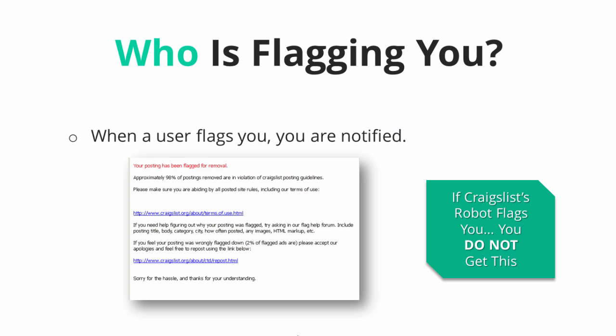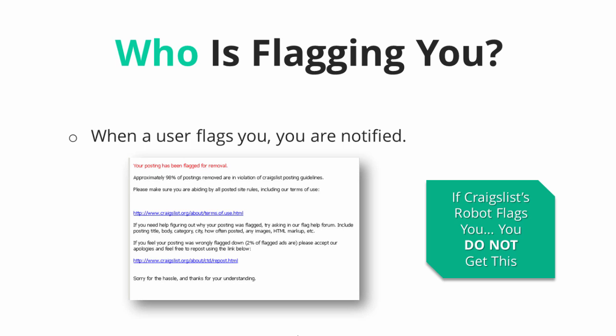The next thing you have to understand is who is actually flagging your ads in the first place. Is it Craigslist or is it your competitors? It's very easy to tell who's doing this. When a user actually flags you and it's not Craigslist doing it, you'll get a notification email from Craigslist saying that your posting has been flagged for removal.